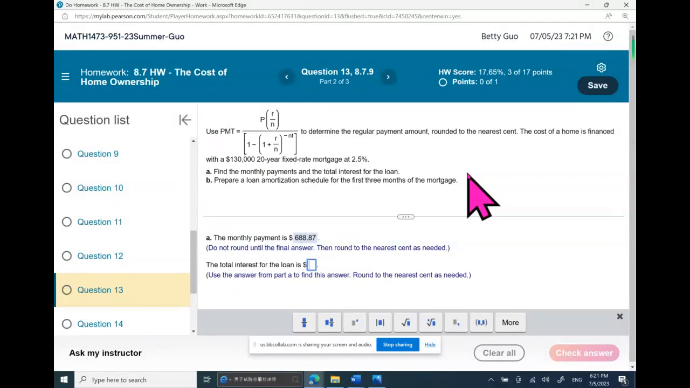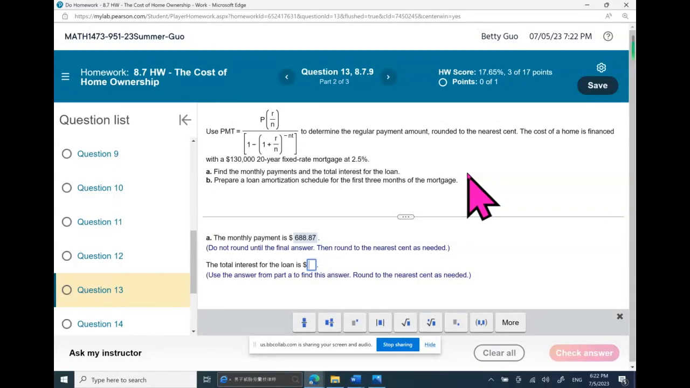Firstly, we use 688.87. That's the monthly payment. Multiply by 240, because you pay every month for 20 years. So in total you have deposited 240 payments, right? And then let's see what we have. And we have 165,328.8. That's the total money we have deposited.